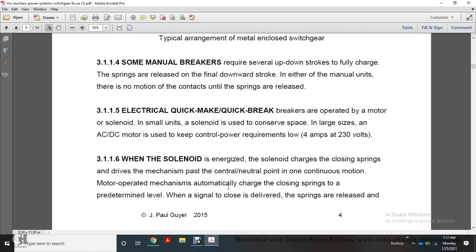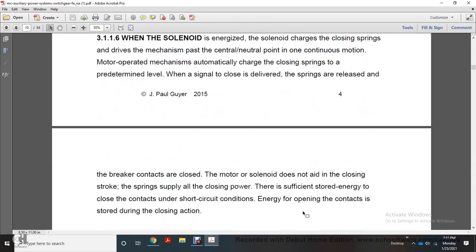When the solenoid is energized, the solenoid charges the closing spring with a drive mechanism poised at a central neutral point in one continuous motion. The motor-operated mechanism automatically charges the closing spring to the predetermined level. When a signal to close is delivered, the spring is released and the breaker contacts are closed. The motor or solenoid does not aid the closing stroke; the spring supplies the closing power.